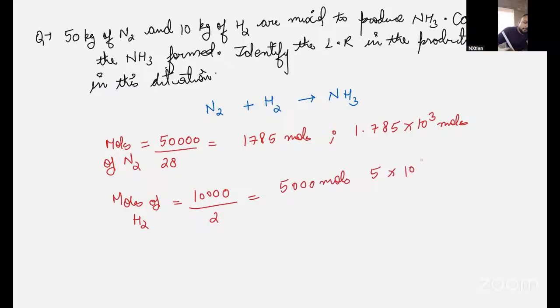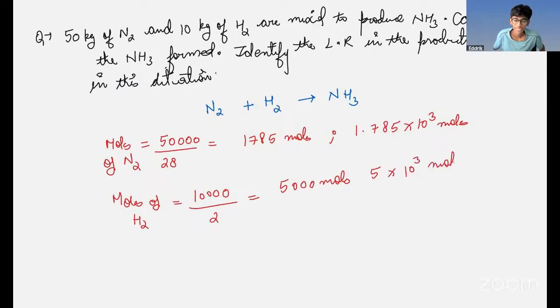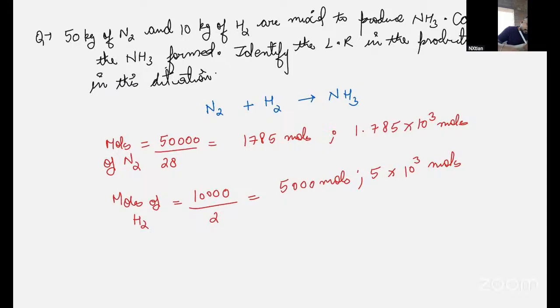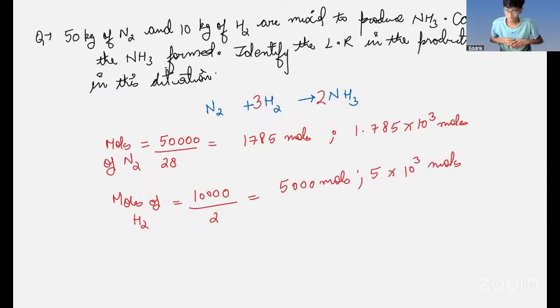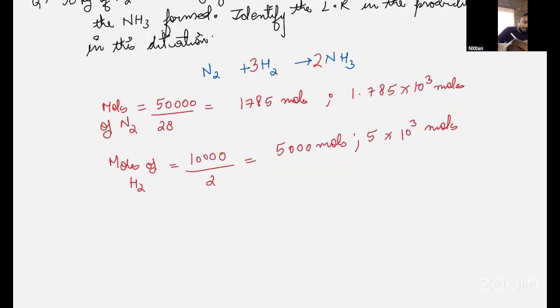5,000 into 2. Sorry, into 3. About 3 moles. Okay, now we have to balance it also. So, how will you balance it, beta? N2 plus 3H2 gives 2NH3.